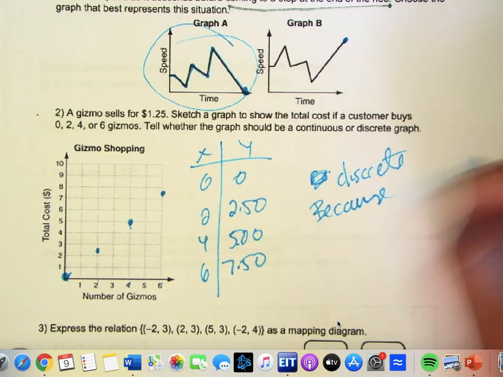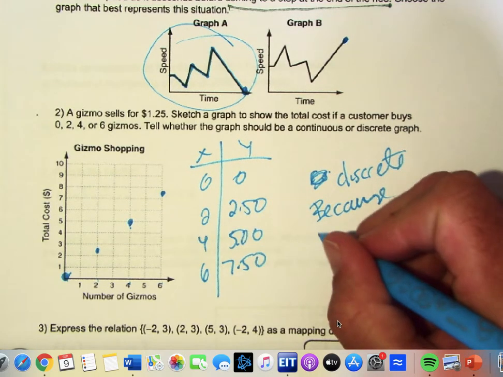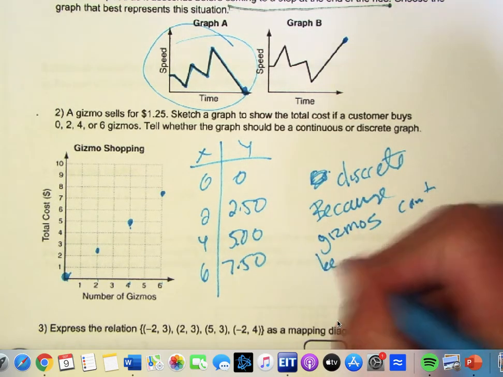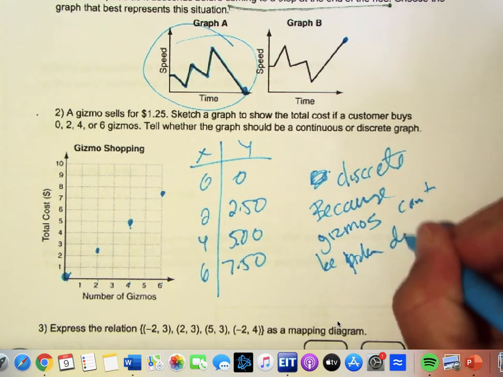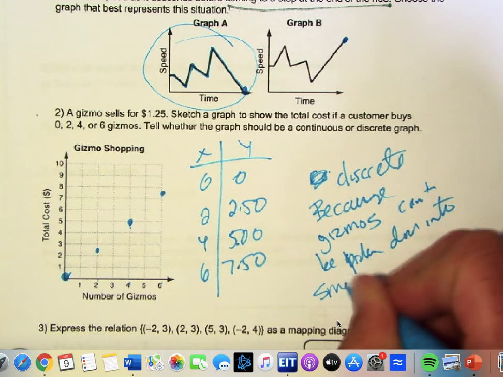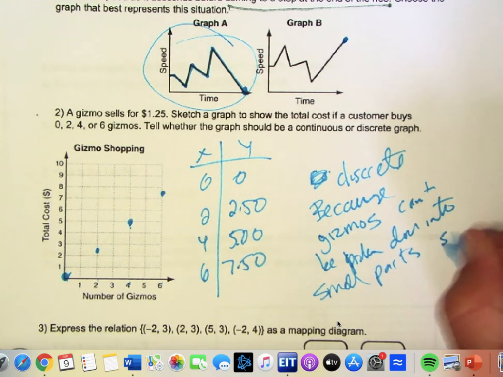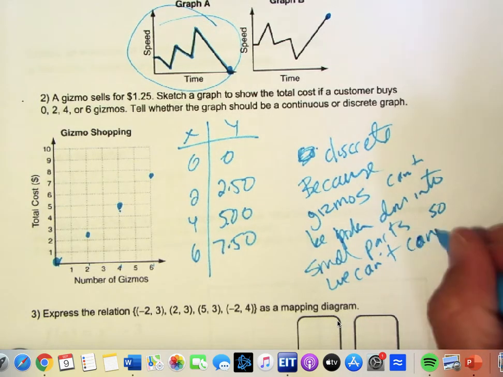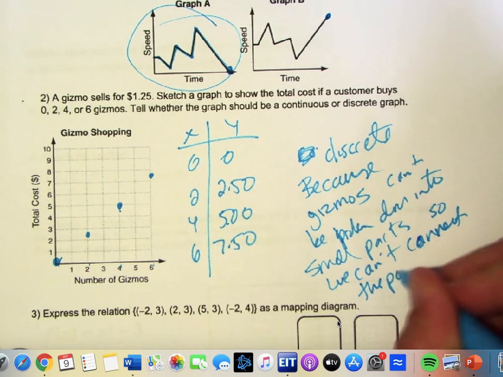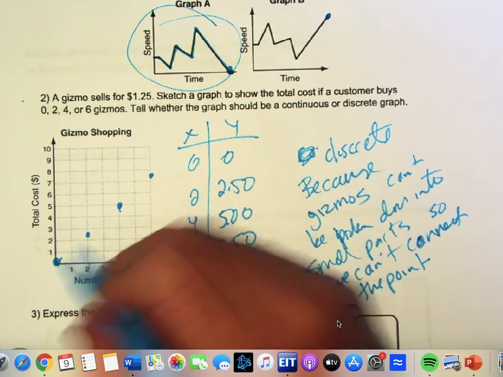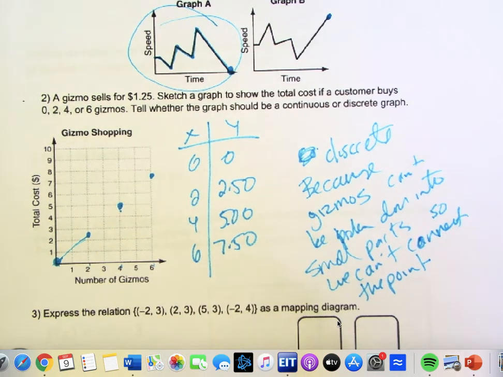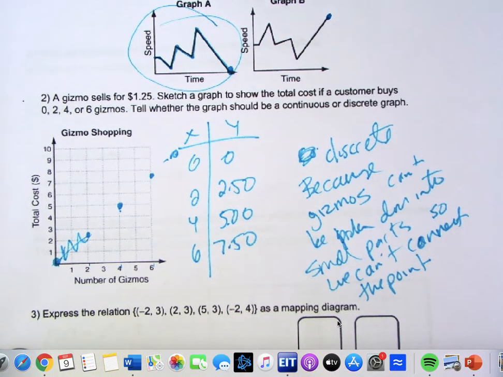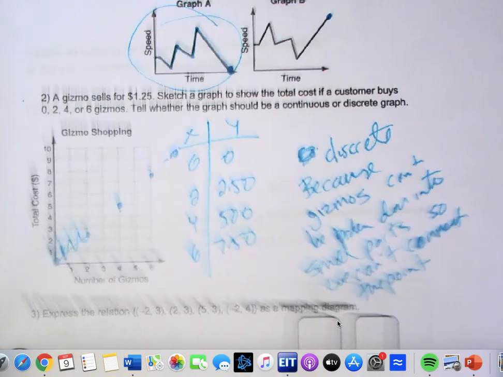because gizmos can't be broken down into smaller parts, so we can't connect the points, something like that. You can't have half a gizmo. That means you can't draw a line between them, because that would imply that there's half a gizmo. So you can only use a discrete graph to represent this problem.